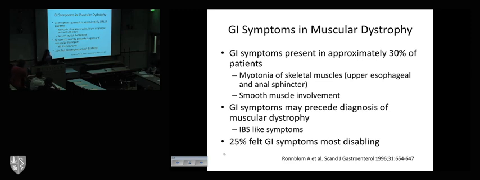Interestingly, though, the GI symptoms may also precede the diagnosis of muscular dystrophy by several years, initially with symptoms of cramping and altered bowel function, where you may have been diagnosed with irritable bowel symptoms before having the muscle weakness. In several different studies, the GI symptoms, predominantly constipation, have been felt to be one of the most disabling symptoms among all the symptoms that plague this patient group.